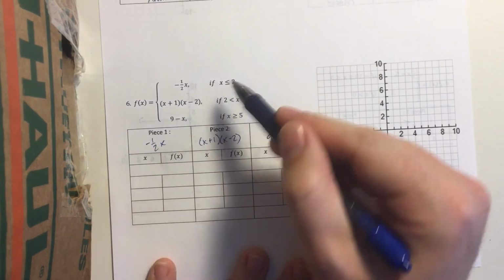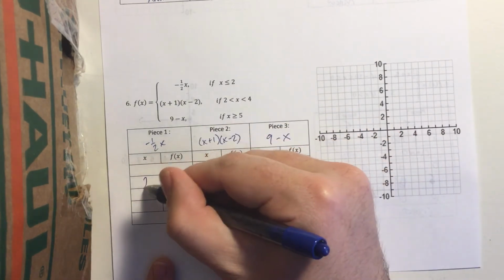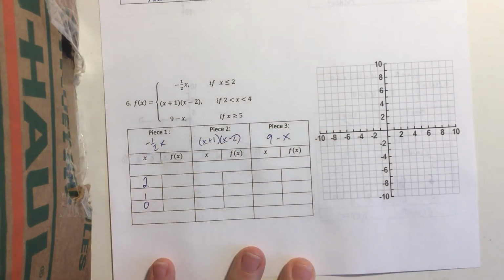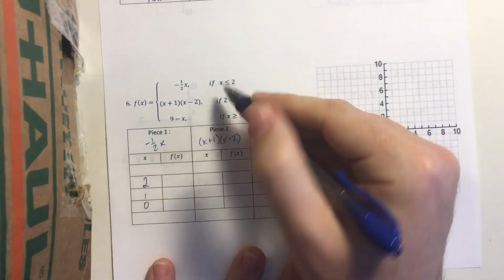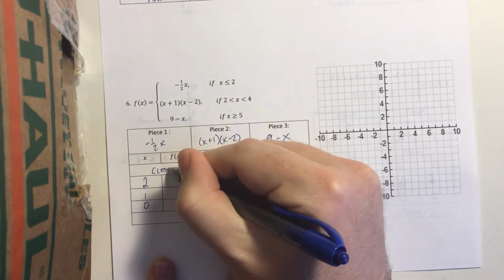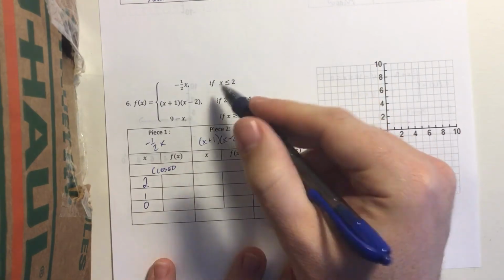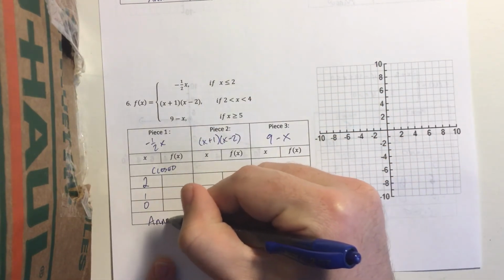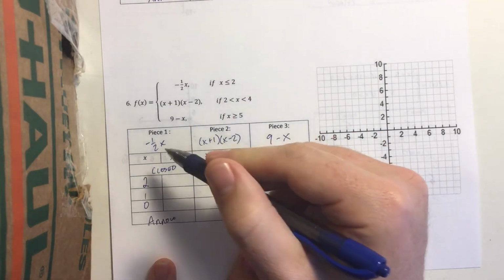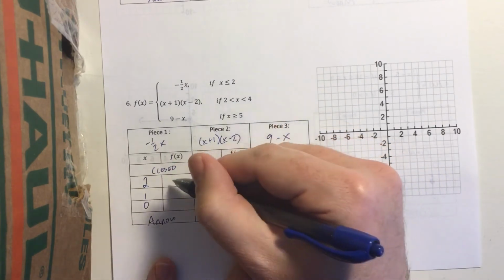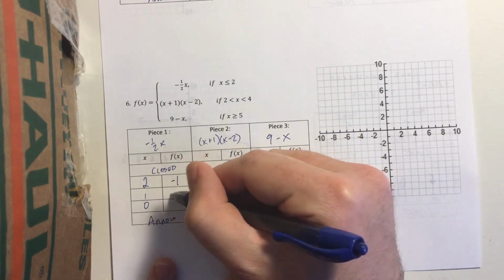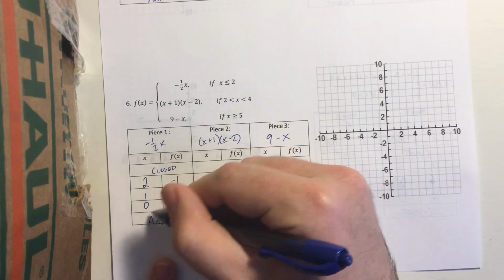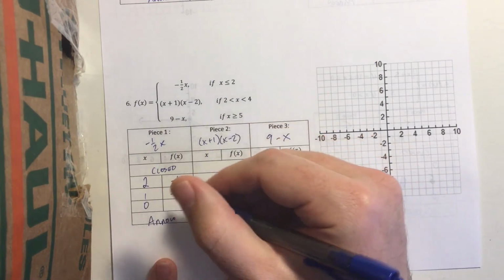All right, the first piece, x value is less than or equal to 2. So I'm going to say 2, 1, 0. At 2, it's going to be a closed point since it's less than or equal. And at 0, we're going to have an arrow going out since it keeps going. If we plug into this, we're going to get negative 1, negative 0.5. Oh, I guess I could have picked a different number. Oh, well. And then 0. If we plug in 0, we get 0.